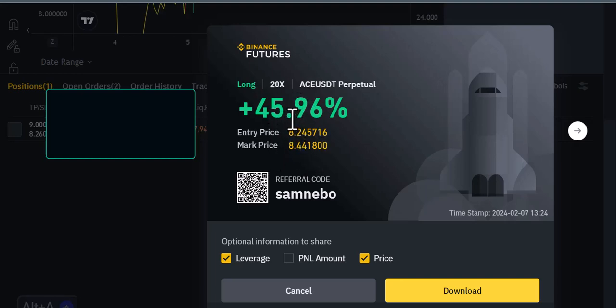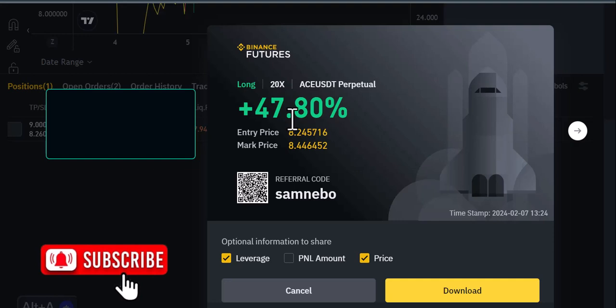So this is how we roll, guys. This is what we do. We trade with confidence because we understand the structure. So you can see it's up 47%. It is a live market, still on.